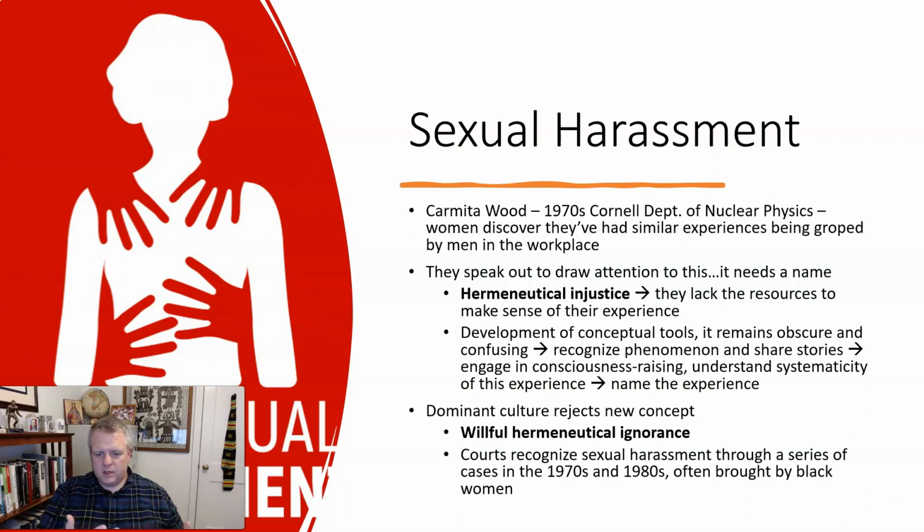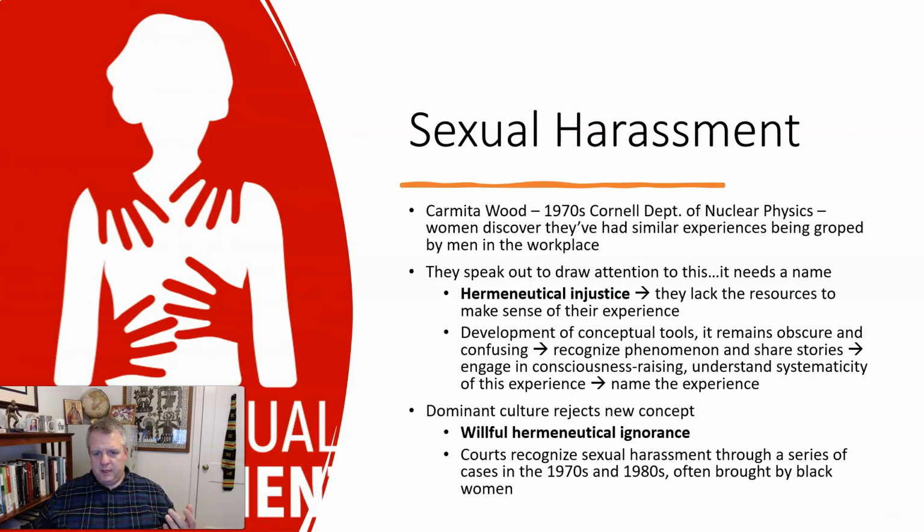And it wasn't until the courts started recognizing sexual harassment through a series of cases, dozens really, that were brought in the 1970s and 1980s, often brought by Black women, that sexual harassment starts being taken up as a real problem in the workplace, something that really needs to be addressed. It's not until the courts start saying, hey, we'll recognize this as an issue. They only started doing it because the women who were experiencing it started making enough noise to cause them to recognize it as an issue. But it wasn't until then that it started being taken up as part of our dominant hermeneutical framework that came to be a thing that we all understood happens fairly regularly, unfortunately.